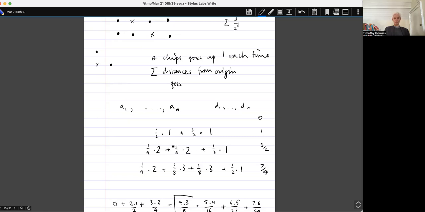So here's just another move. I've taken that and replaced that thing at distance 2. I've replaced it by two things at distance 3, which then get an 8th in front of them. And this is what was going on with the sum of d over 2 to the d as I did that.